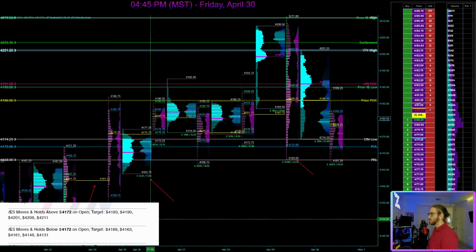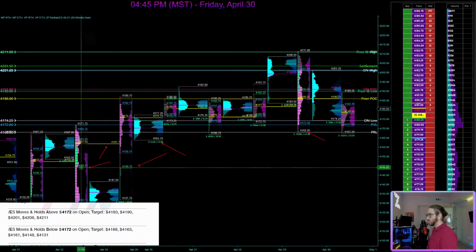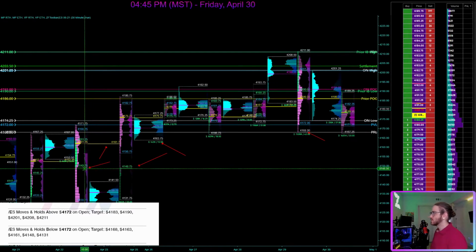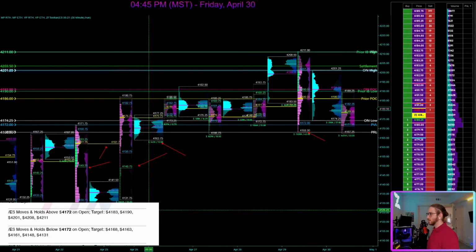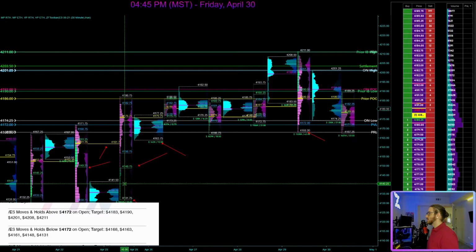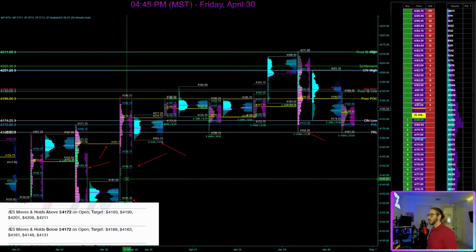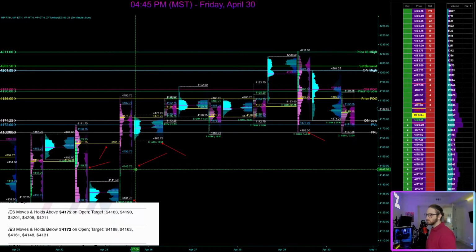The fourth downside target was 41.48. This was all the way down here, the initial balance high from the 23rd session. That was that extended 55-point session that we had on the 23rd. Also lined up with the initial balance low from that previous session on the 22nd. And last but not least, 41.31 was my last target, which we obviously did not get hit, and that was the prior range low from the regular trading hour session of April 23rd.